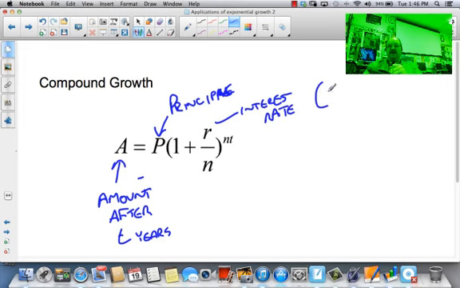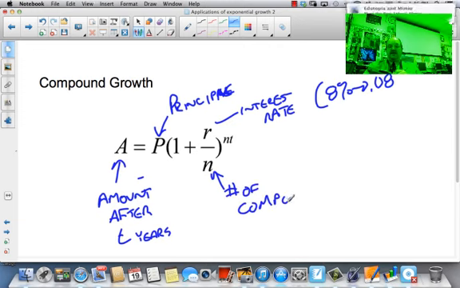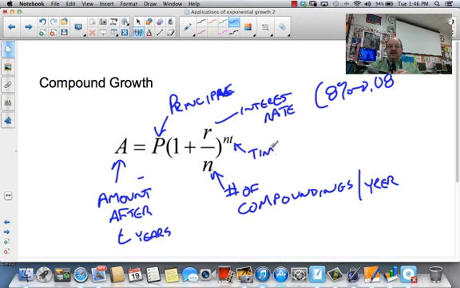And we want to use that as a decimal, so if it was 8%, we put it in as 0.08. N is the number of compoundings per year. And T is time in years.